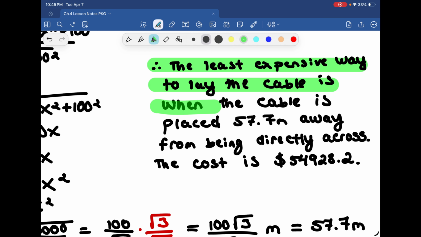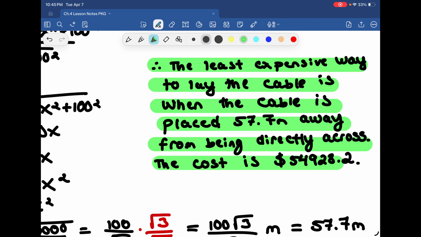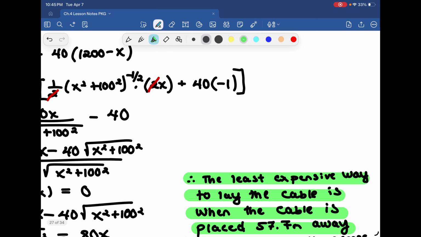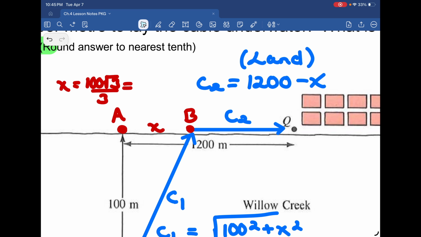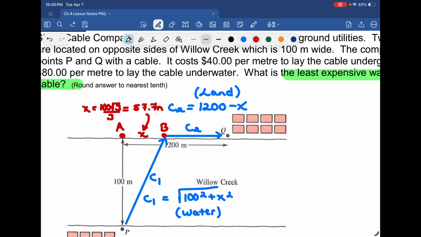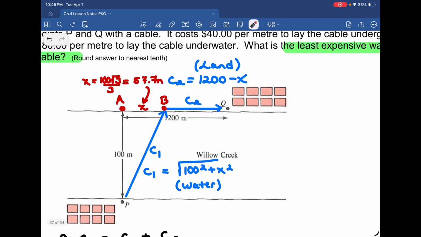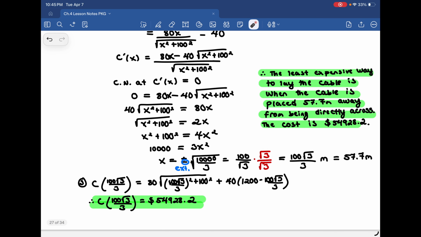So to visualize this, I'm just going to go up to the visual and make sure I place on this 57.7 or this 100 root 3 over 3. It is this. So the least expensive way is to make this value for x equal to 100 root 3 over 3, which is equal to, and I'm just going to drag this over just a tad, 57.7 meters away from A, which would be directly across. And as long as we take that path where it's 57.7 meters away from that going directly across, and then we continue on land, we'll get the least expensive way to do this.